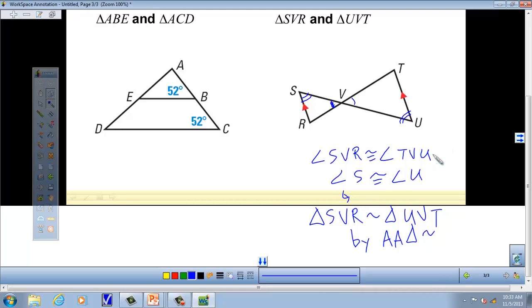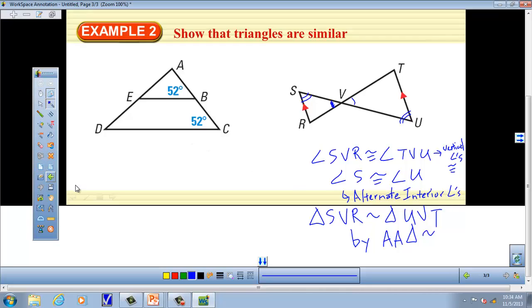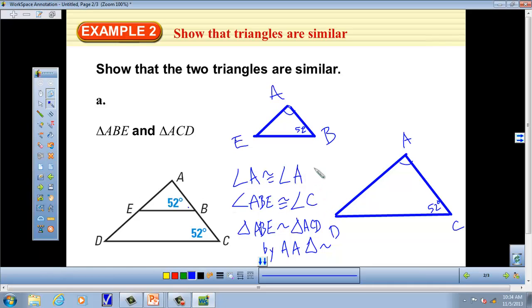Make sure you state why each part is what it is. So for example, this would be vertical angles congruent, and this one would be alternate interior angles. Okay? And going back to the last one, I should have done that one as well. This is reflexive property. And this one was given. So write the reasons as well.